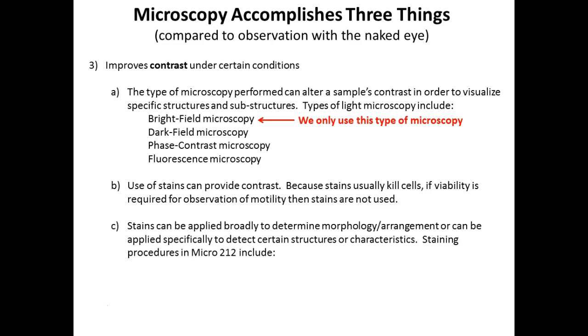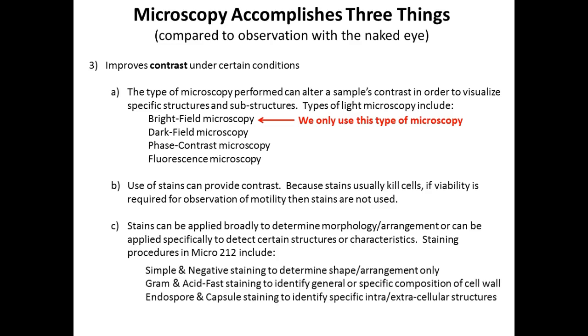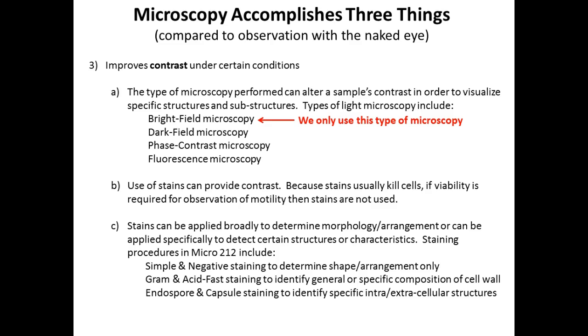So stains can be applied broadly to determine, right, shape and morphology, how they look under the microscope, how they are arranged in three-dimensional space. And we can use this to learn different things about the organisms. So today, very simply, we're just going to use one dye, right? We're going to use one basic dye, and we're actually going to use two different ones. They're going to stain the cells themselves.